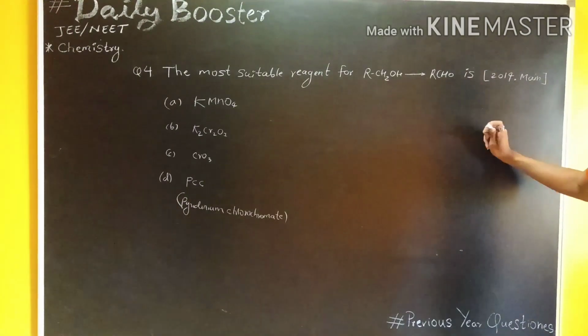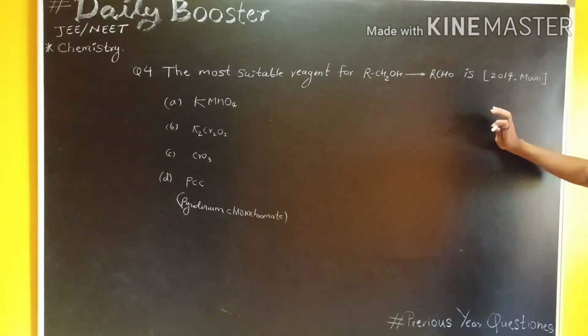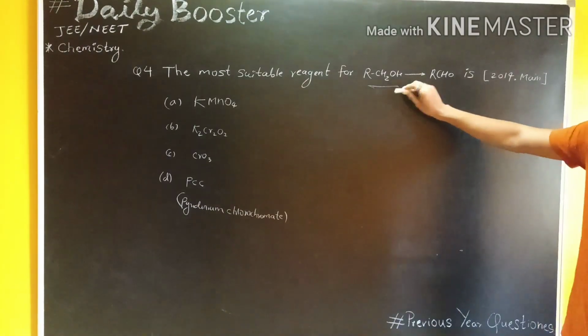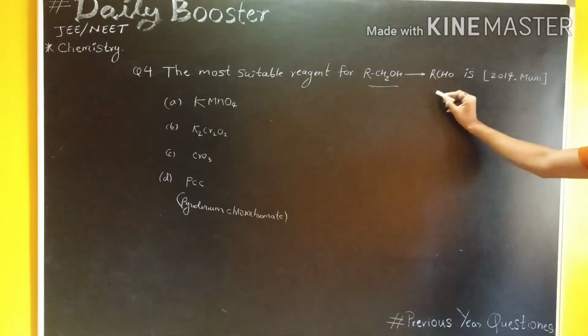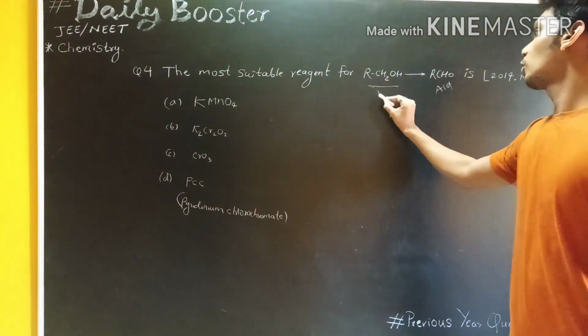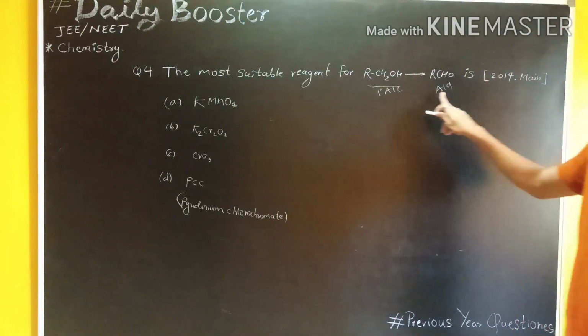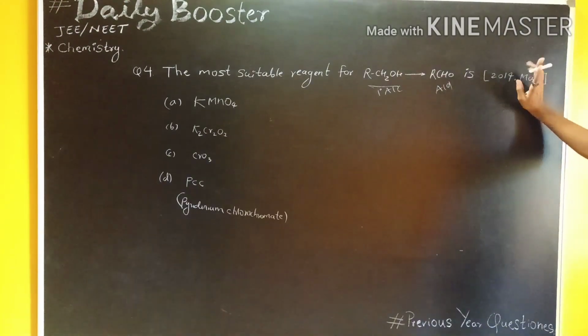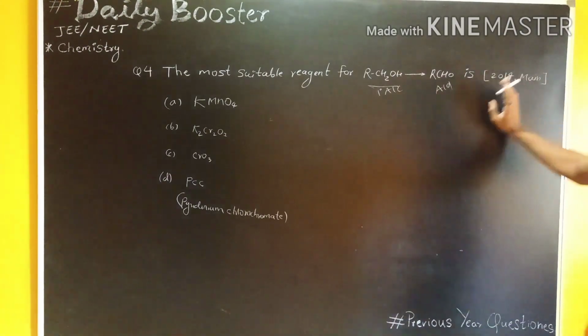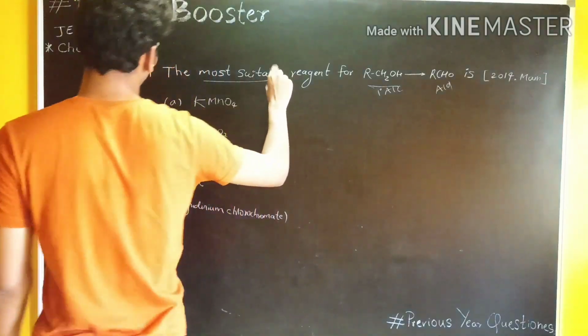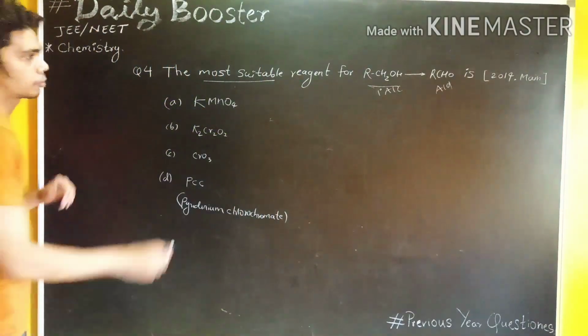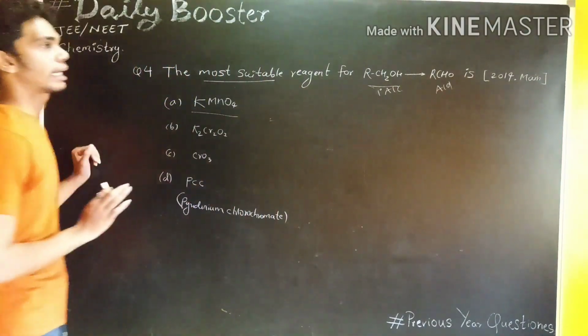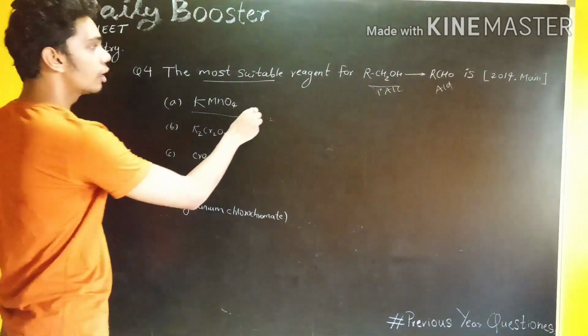Okay, the next question is: the most suitable reagent for the conversion of a primary alcohol, that is RCH2OH, to the aldehyde group. There is a list of reagents in the options, and we have to find the most suitable. The words "most suitable" are very important. Let's go for option 1. KMnO4 is a strong oxidizing agent. It will be converted, but it will not stop there.